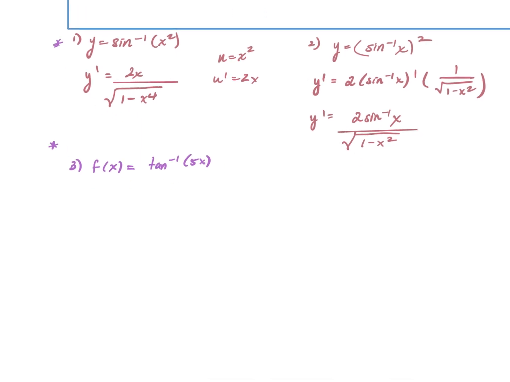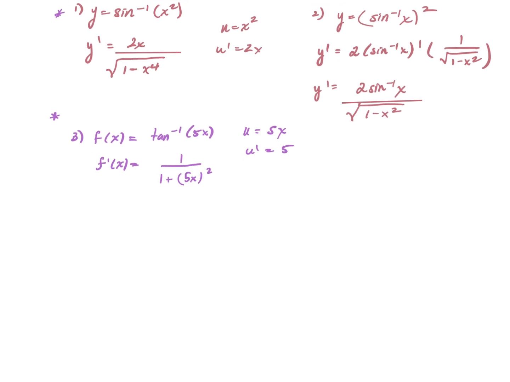So arc tan, so f prime of x, it's going to be 1 over 1 plus u squared. So u in this case is 5x, so we'll say u prime is 5. So 1 over 1 plus 5x squared, which is going to become, and then times by the 5, which is going to become 25x squared. So f prime of x is equal to 5 over 1 plus 25x squared.